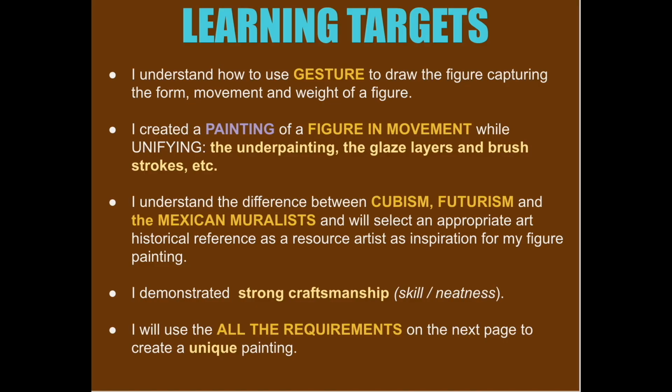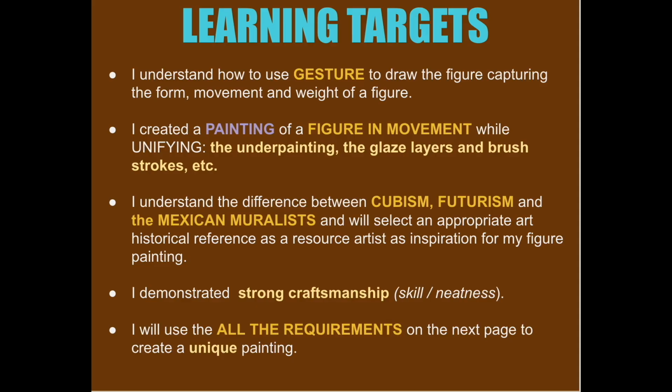The learning targets for this unit are: I understand how to use gesture to draw the figure, capturing the form, movement, and weight of a figure. I created a painting of a figure in movement while unifying the underpainting, glaze layers, and brushstrokes. I understand the difference between Cubism, Futurism, and Mexican muralists and will select an appropriate art historical reference as a resource artist as inspiration for my figure painting.